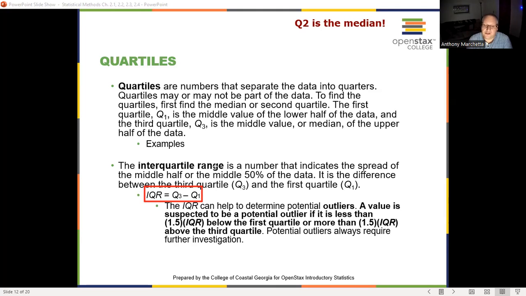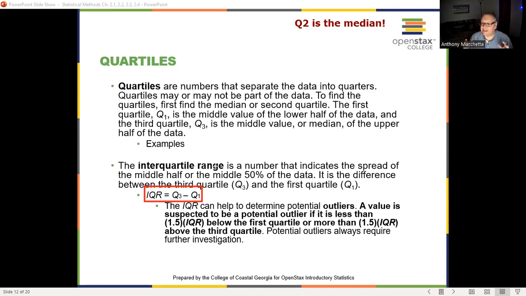The interquartile range is a number that indicates the spread of the middle half, or the 50% of the data. It is the difference between the third and first quartile. So when they say middle 50%, they're talking about imagine data cut into 4 different parts. The 2 middle parts, which is the middle half, that's what the interquartile range is talking about, that spread. So now let's read what it says underneath in the bullet. The IQR can help to determine potential outliers. A value is suspected to be a potential outlier if it is less than 1.5 times the IQR below the first quartile or more than 1.5 IQR above the third quartile.